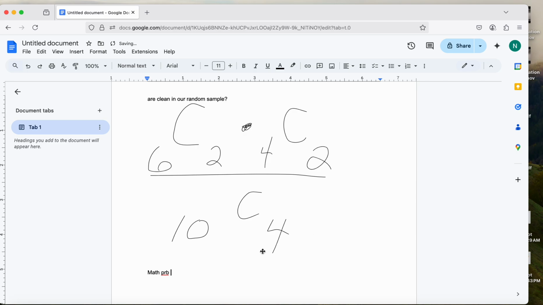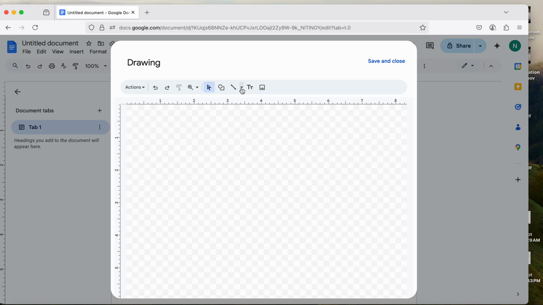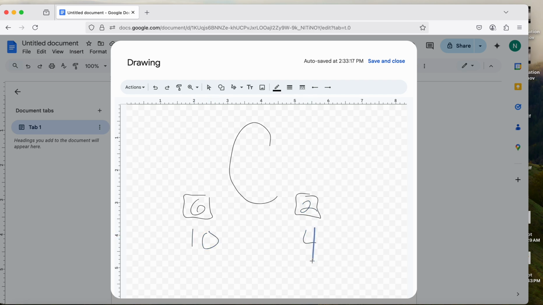Depending on how your calculator looks, most of them would allow you to arrow down, and then you'd see nCr. The more modern ones will just have little squares, so it'll look like this. You'd have a square, then a C, and then another square. You'd put the 6 here and the 2 there for 6 choose 2. You'd put the 10 here and the 4 here for 10 choose 4.